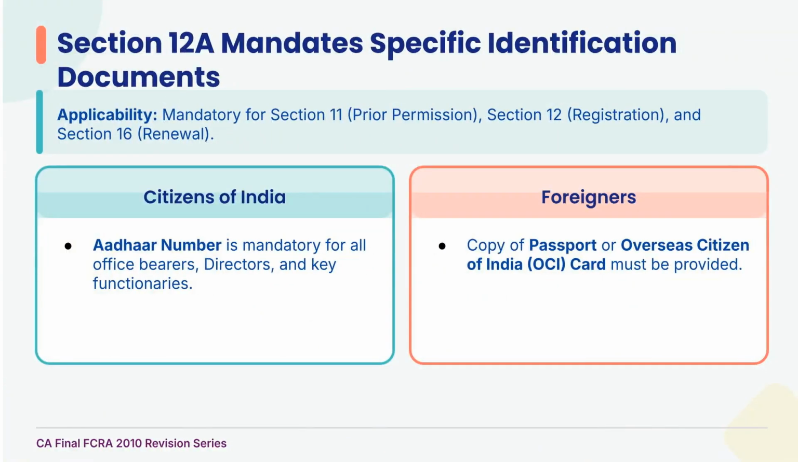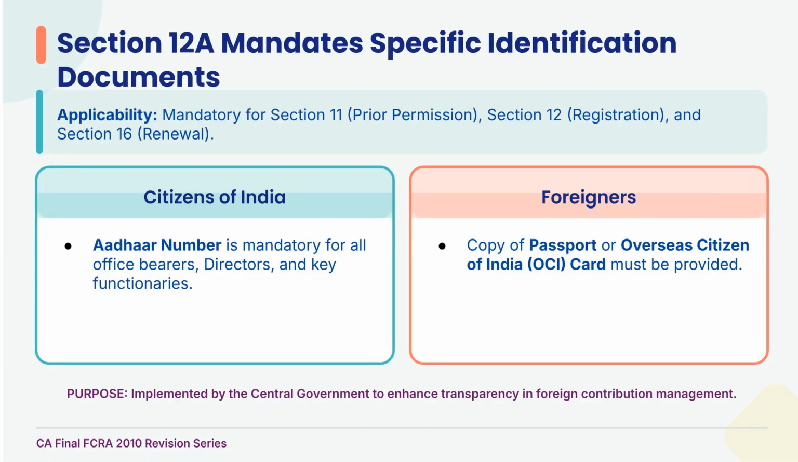To improve transparency and strengthen compliance, Section 12A prescribes mandatory identification requirements. These requirements apply when a person seeks prior permission, registration, or renewal under the FCRA. For Indian citizens serving as office bearers, directors, or key functionaries, furnishing the Aadhaar number is compulsory. In the case of foreign nationals associated with the organization, a copy of the passport or Overseas Citizen of India card must be provided. The objective is simple. Every key person connected with the organization must be properly identified, enabling the government to maintain greater transparency and accountability in the administration of foreign contributions.